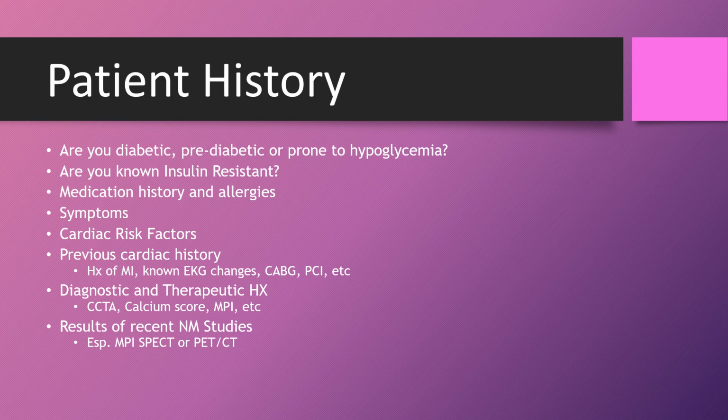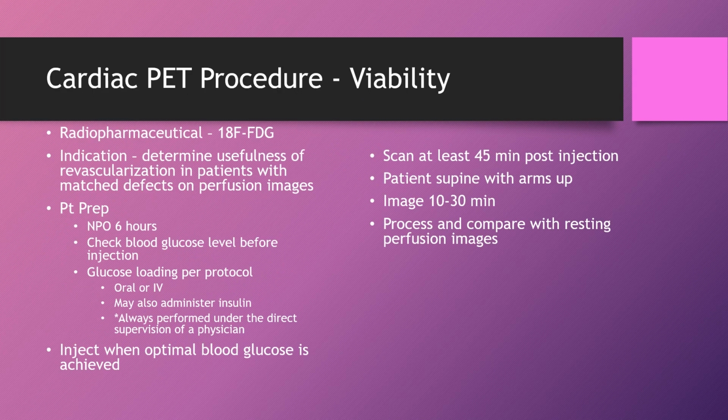Medication history and allergies are important to assess, as well as symptoms, cardiac risk factors such as smoking, obesity, previous cardiac history, if they have a known history of MI, EKG changes, CABG, stenting, or angioplasty, diagnostic and therapeutic history such as coronary CTAs, calcium scoring, or MPI studies, and then results of recent nuclear medicine studies, especially MPI SPECT or PET CT imaging.